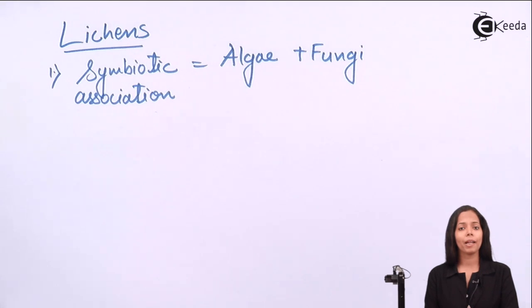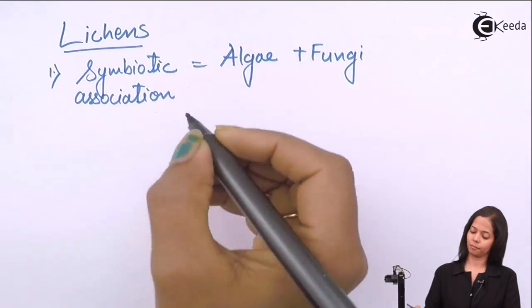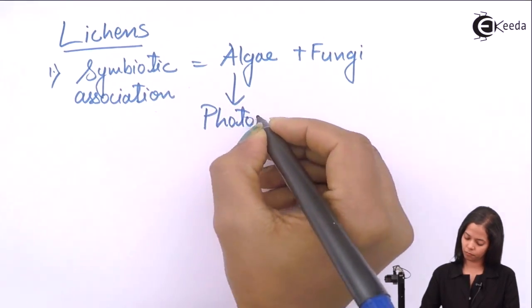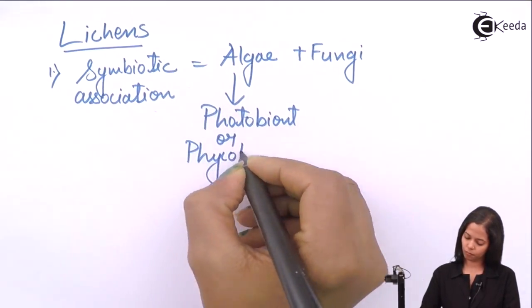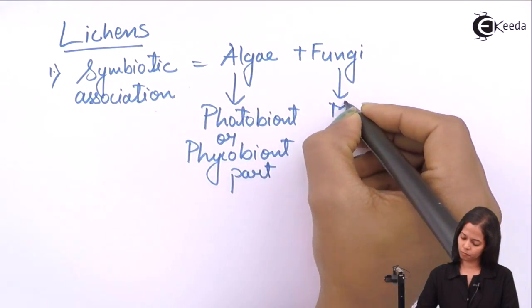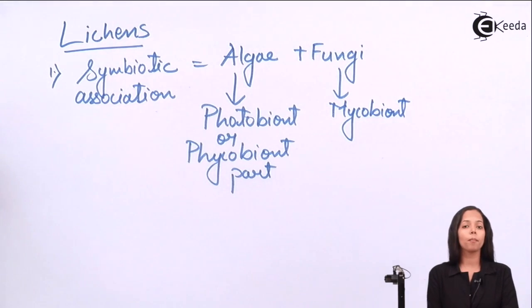Now, why is the body of algae called photobiont or phycobiont? Because it is a plant. And fungi is mycobiont because the fungal body is called mycelium. Now speaking about the algal composition of lichen, there are various types of algae present on earth, but only two types of algae form lichen. And those two types of algae are chlorophyceae and cyanobacteria.